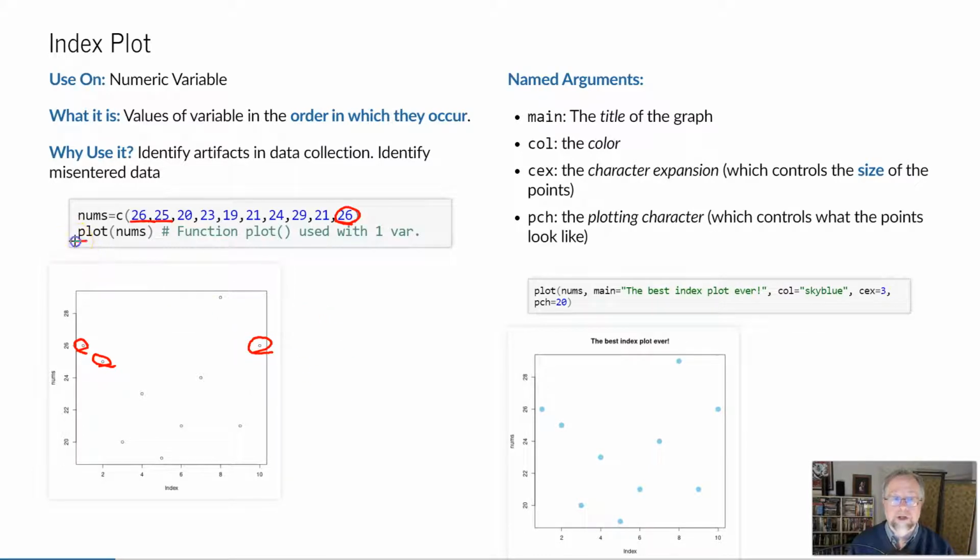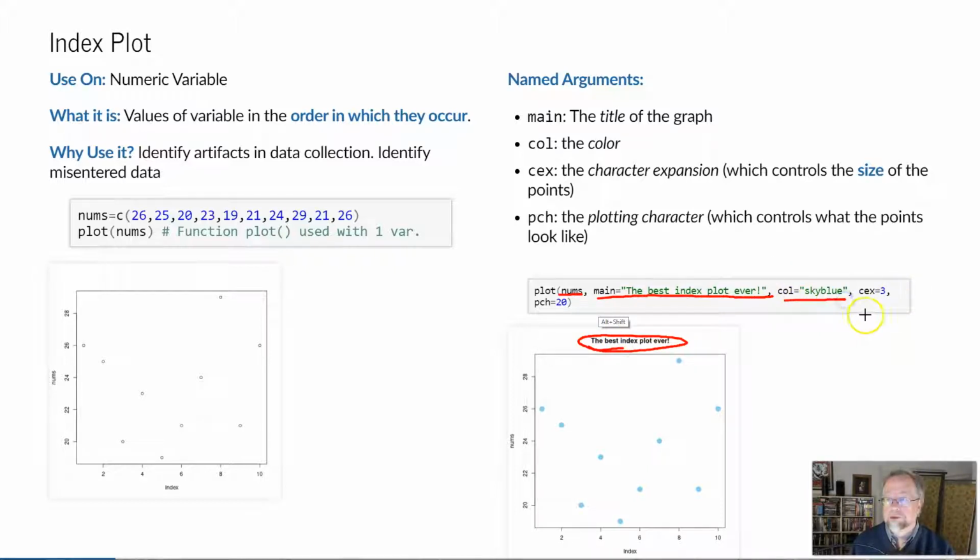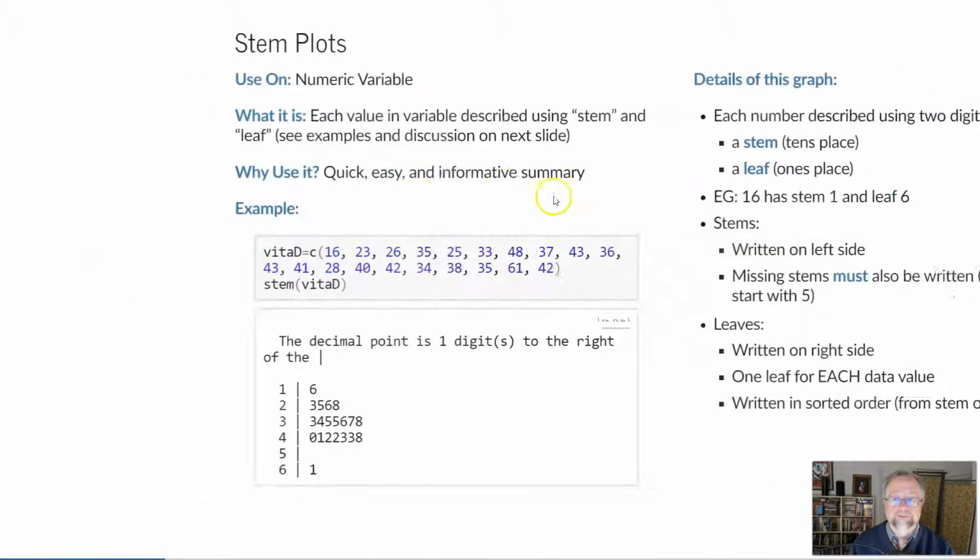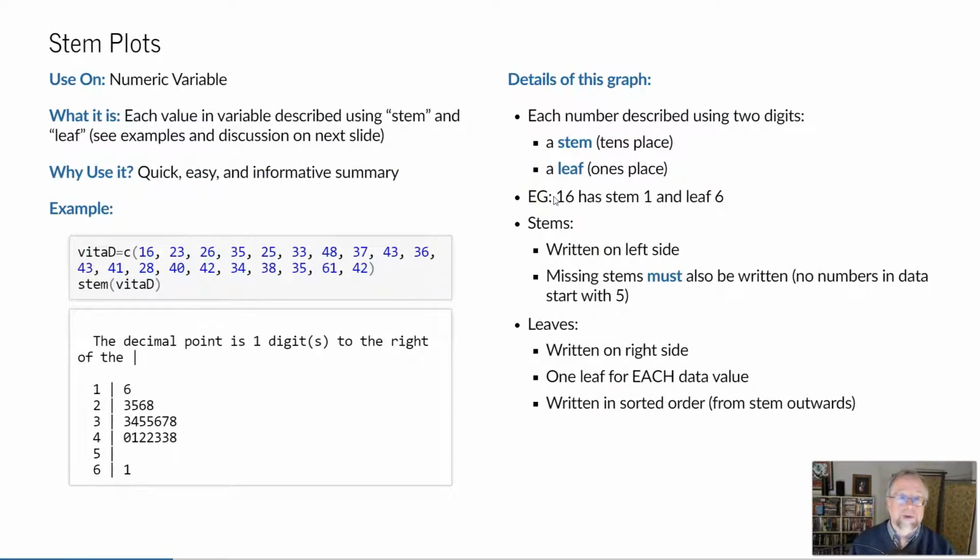So I use the R command plot, and I apply it to a variable, and that variable holds the data. Now if I want to be fancy, I can use plot with some named arguments. The first argument is the data, and then I can give it a title, and that's called main equals. I can control the color, sky blue. I can set the character expansion, that makes the dots bigger or smaller. And then I can set the plotting character. So 20 is a nice solid dot. I like those, and those are good examples. Okay, so that's an index plot.